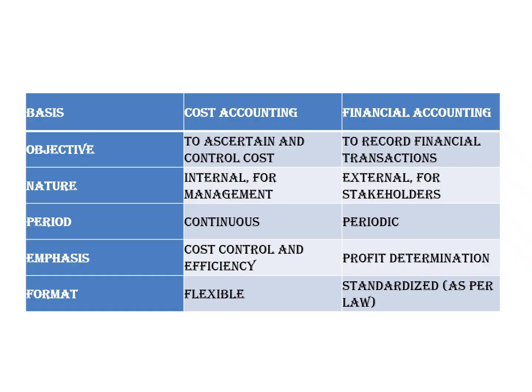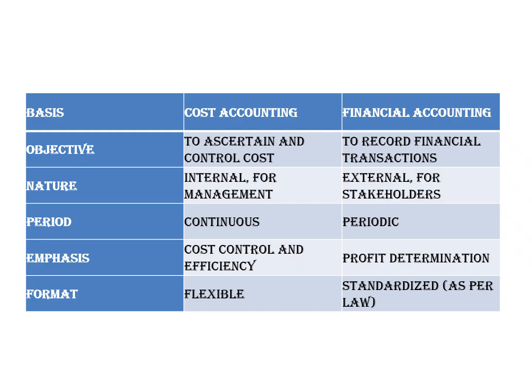In this slide, we are going to see the difference between cost accounting and financial accounting. The main objective of preparing cost accounting is to ascertain the cost incurred for producing one unit. But financial accounting is nothing but recording all the financial transactions in a business. The nature of cost accounting is internal and it is maintained for the purpose of management for the decision making process. Financial accounting is external and is maintained for submitting to the stakeholders.